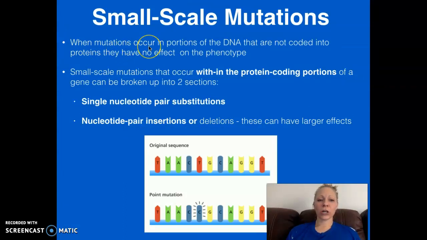So when mutations occur in portions of the DNA that are not coded into proteins, so these are our introns that we talked about in 17.4, there is no effect on the phenotype. But small-scale mutations that occur within the coding portion of the gene can be broken up into two sections. These are single nucleotide pair substitutions and nucleotide pair insertions or deletions. These deletions can have large-scale effects.